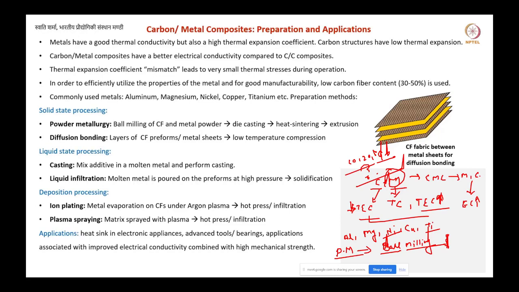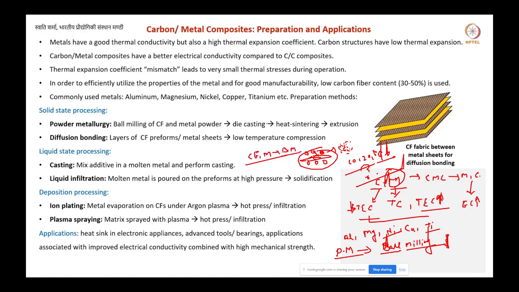Okay, so ball milling is a process where milling means there is a mixing, but here you will be using balls. A lot of balls will come in contact with your material, and that will grind your material, so that you can get a certain desired size of whatever material you have. Here you will add your carbon fiber and the metal, and you will do the ball milling.